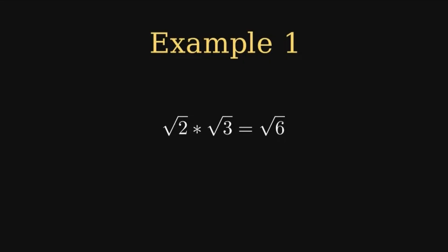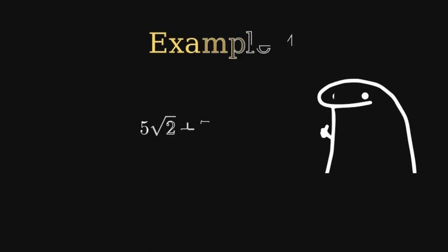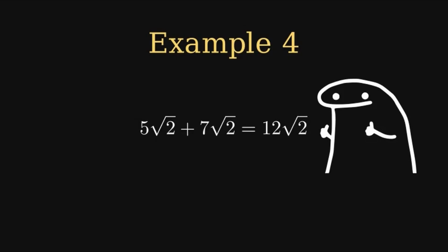Let's take an example. Root 2 times root 3 is equal to root 6, according to the first law. Example 2, root 6 divided by root 3 is equal to root 6 over 3, and that is basically equal to root 2. Example 3, root 2 times root 2, which is basically root 2 squared, is equal to 2. Example 4, 5 root 2 plus 7 root 2 is basically 12 root 2.